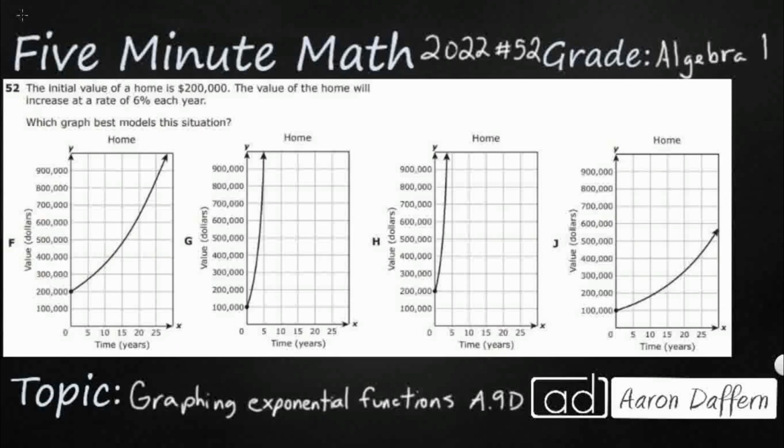This is standard A.9D in the great state of Texas, and we are using item number 52 off the 2022 released STAAR test. If you haven't done so already, please go ahead and take a moment to pause the video, work this problem out on your own, unpause it, and we will look at our answers together.